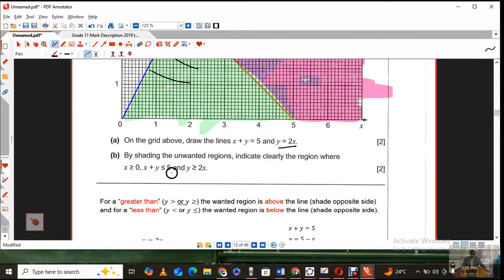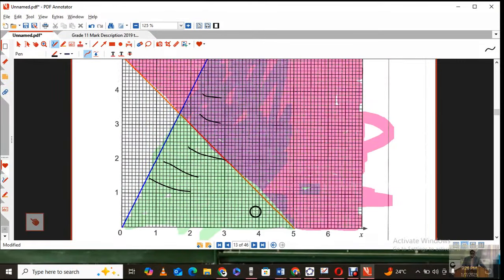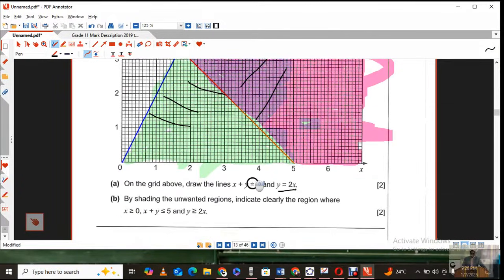And if you are dealing with an inequality of less than, like this one here, x plus y is less than or equal to 5, for a less than inequality the wanted region is below. So I will be shading the unwanted region, which is that part in pink that I've shaded.